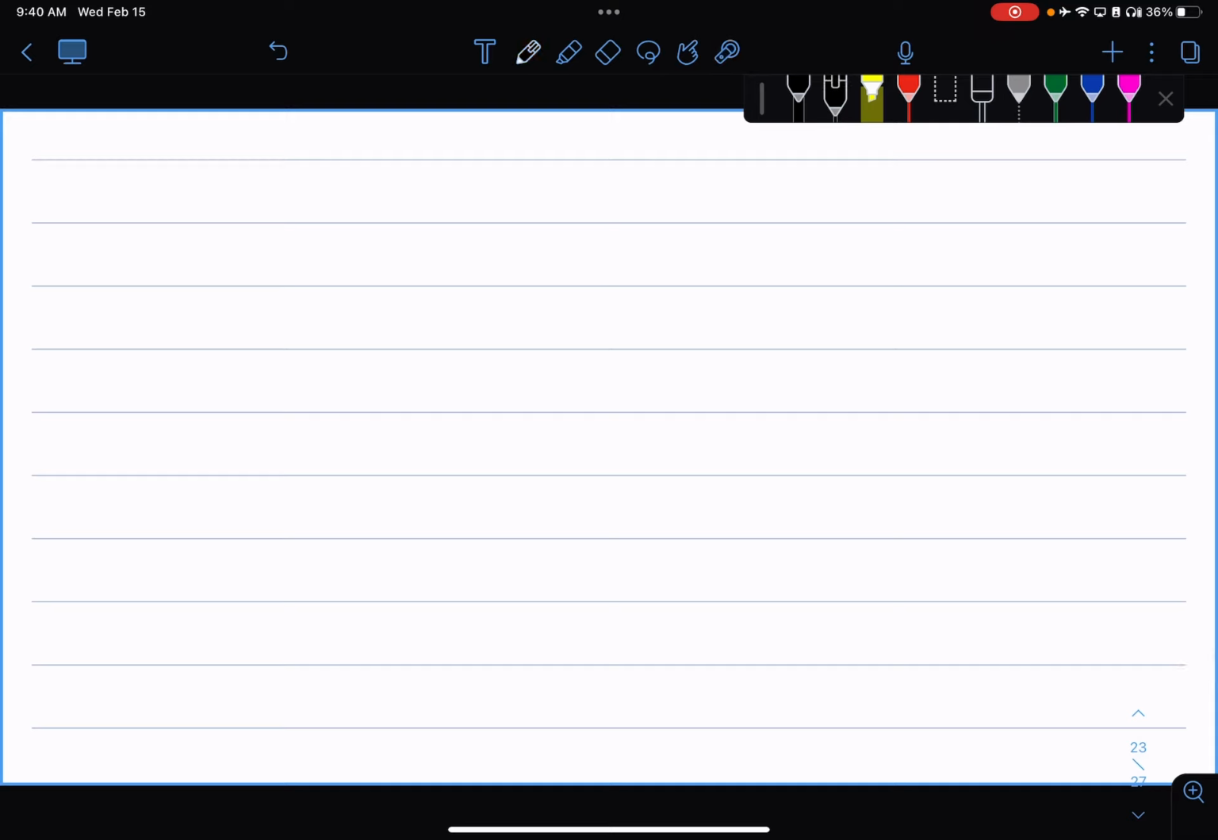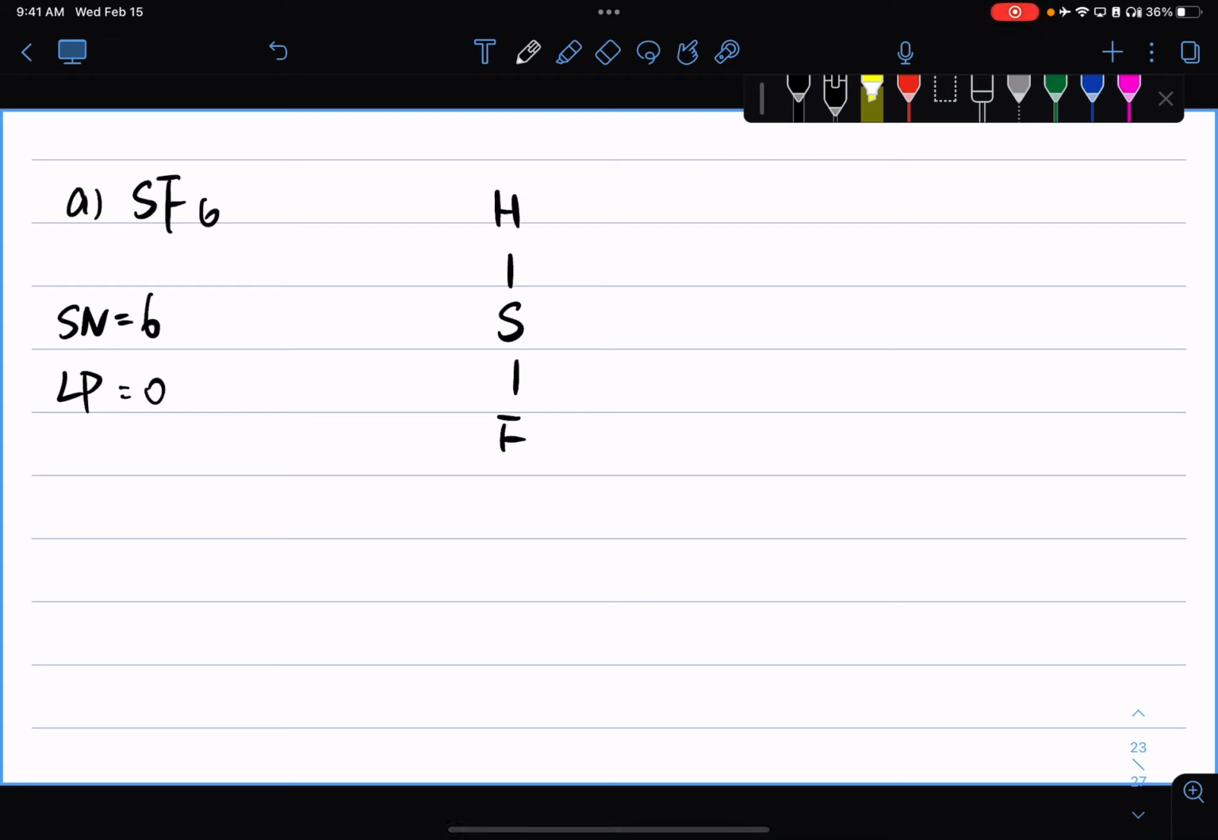All right. First thing, SF6. This one we just did before. We have steric number equal to 6. We don't have space for a lone pair. So we read the table before we do that. Steric number equals 6, lone pair equals 0. That's for sure an octahedral geometry. And then we draw the octahedral accordingly.